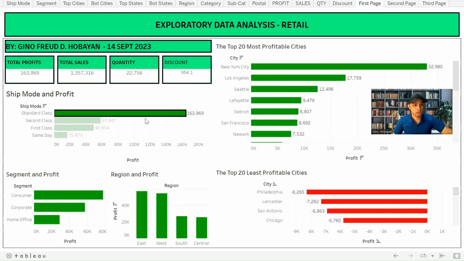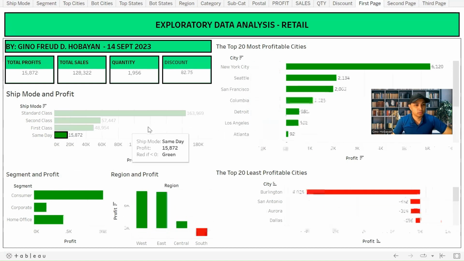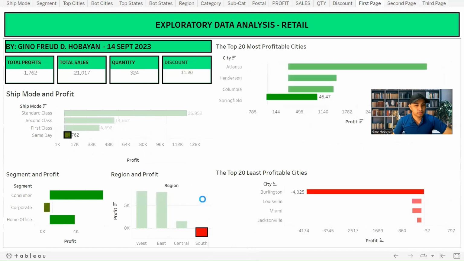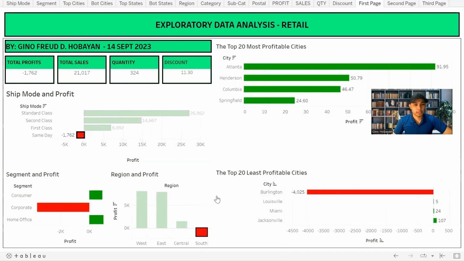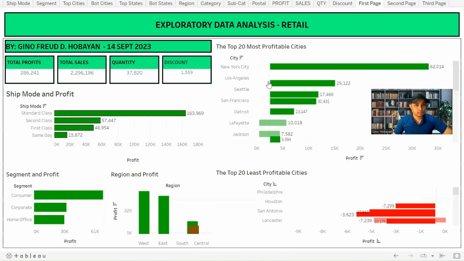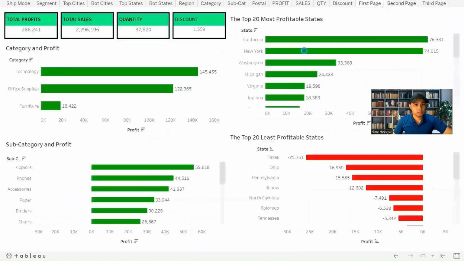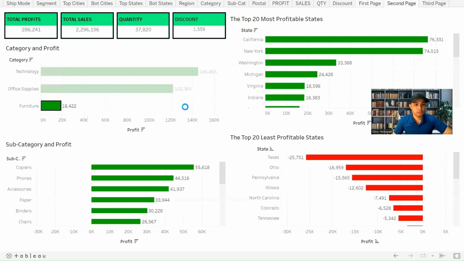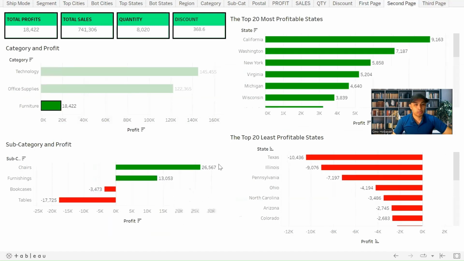You can click on any of these to filter. Let's say we only want to see same day ship mode from south. It automatically filters, and let's just remove that. For the second page, this contains the categories, subcategories, and the states. Again, let's say we only want to see furniture. We can clearly see our worst performing subcategory or product. Let's just remove that filter.